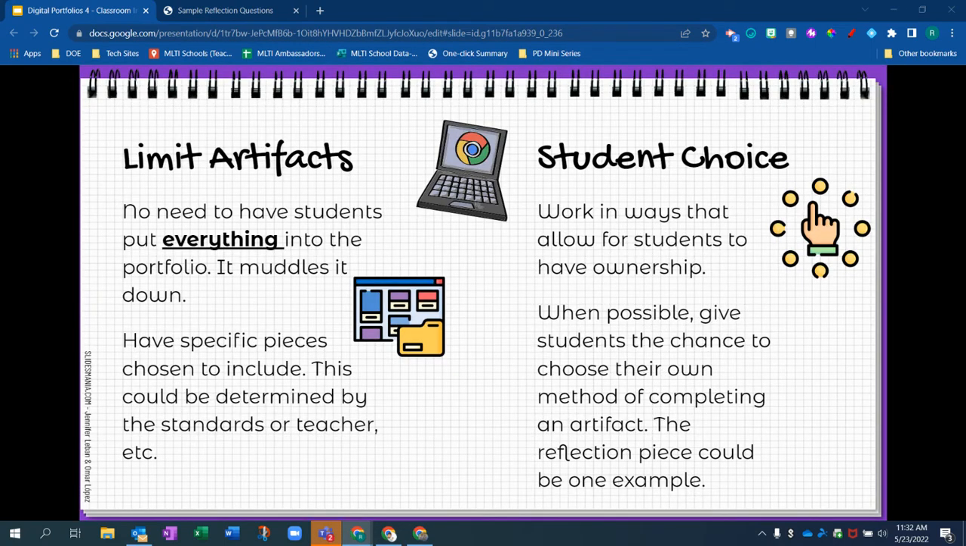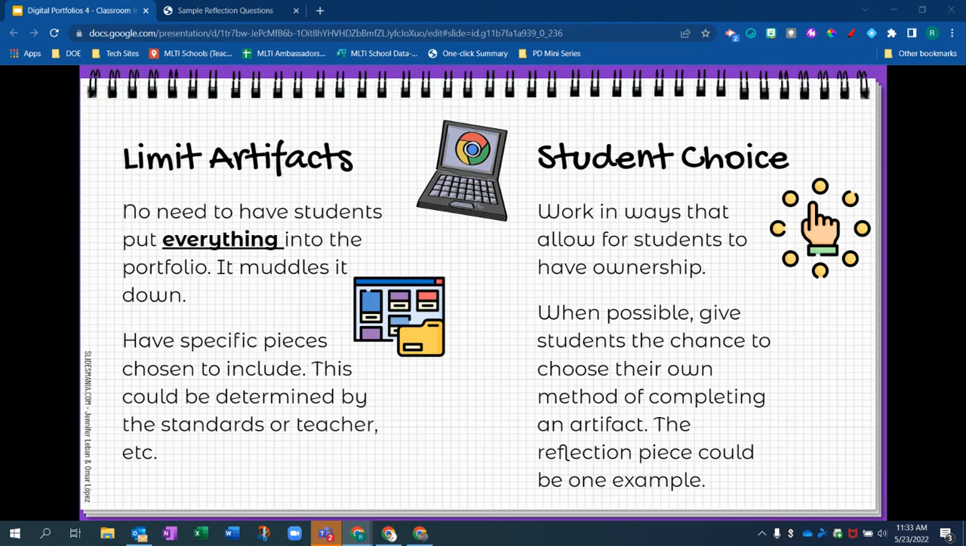All right, so these two are almost in two different sides, pulling you in two different ways, but when we talk about it, we can get you on the right page with it, where I would suggest limiting artifacts, but also allowing student choice. Again, this one seems like two contradicting ideas, but here's what they mean.